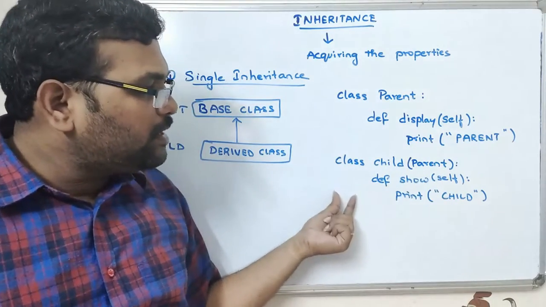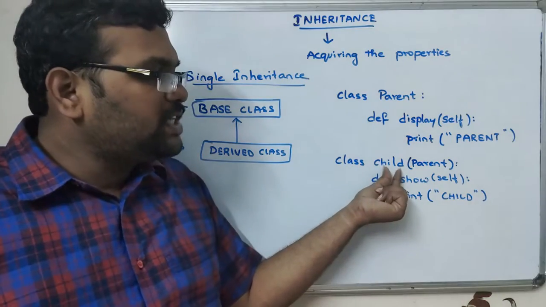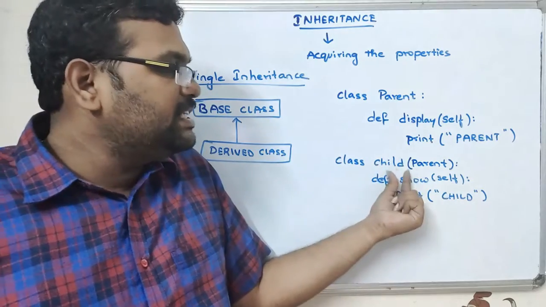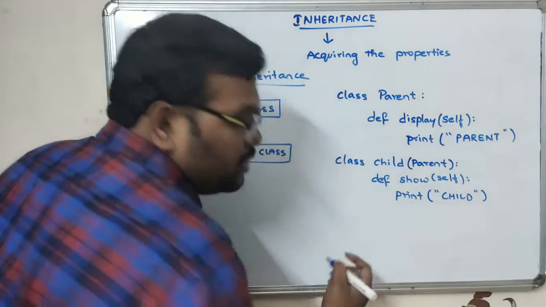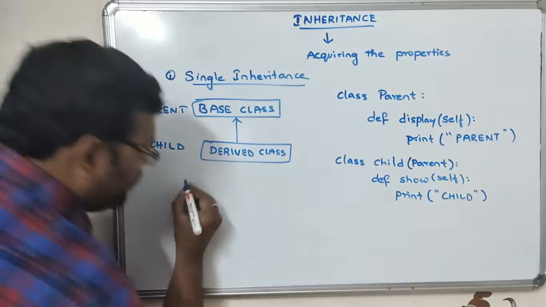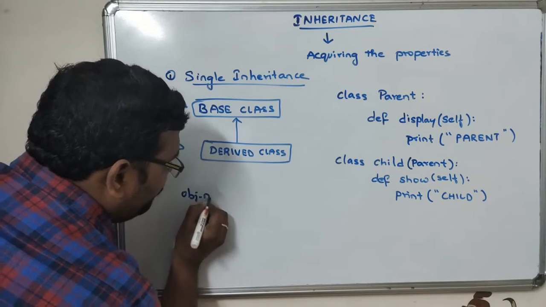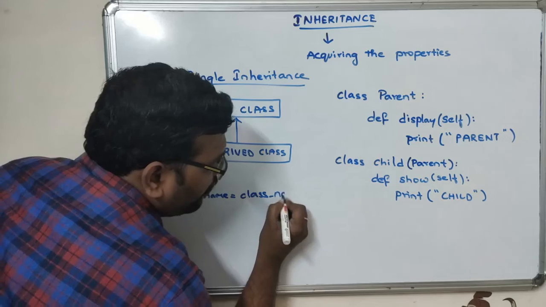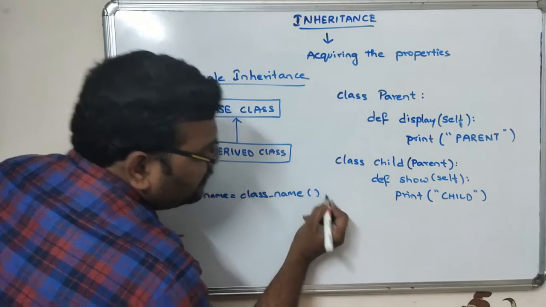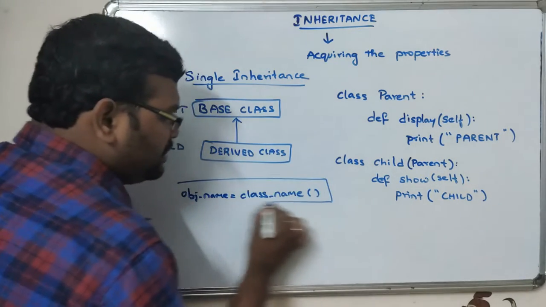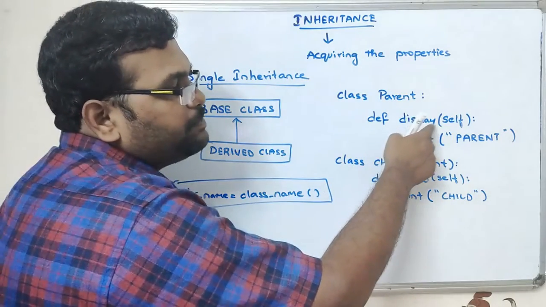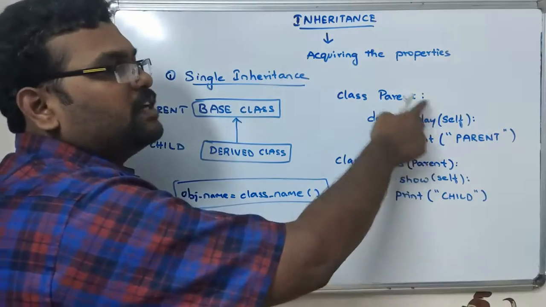Now we have to create an object for the child, which can access the methods of the child and the parent, because the child is inherited from the parent. We know that object creation is: some object name equal to some class name followed by parentheses. This is the syntax for creating an object. In order to access this display method, we need not create an object for the parent.